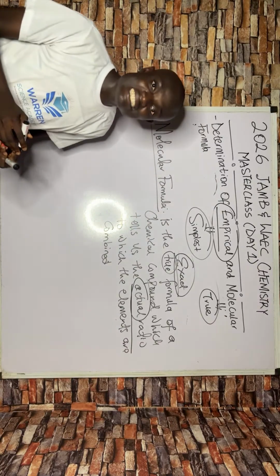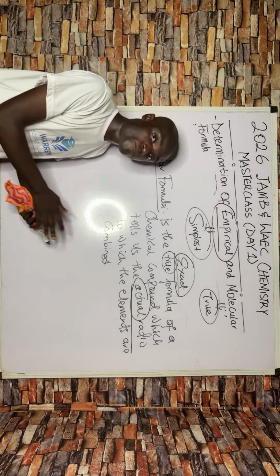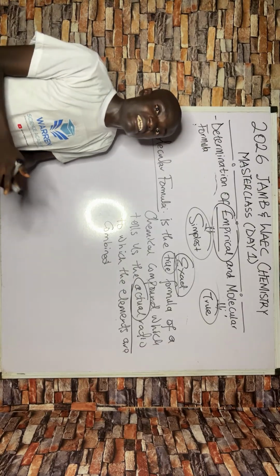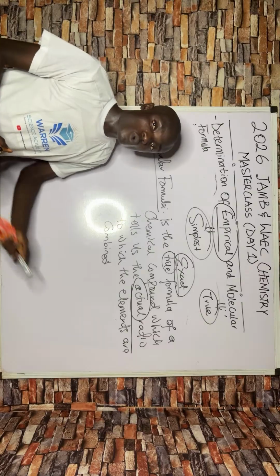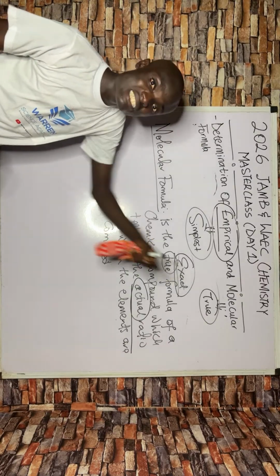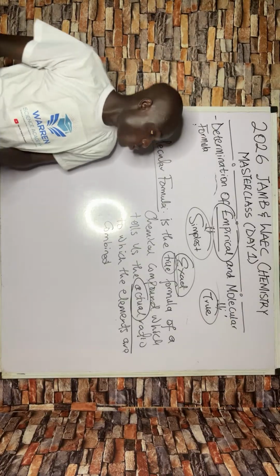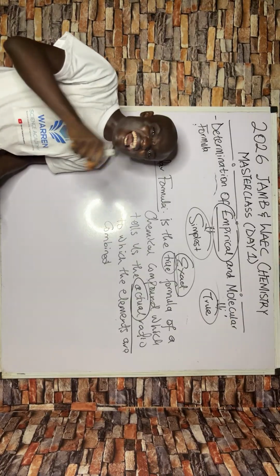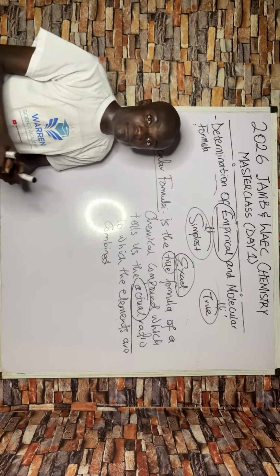So you will now see that the difference between empirical formula and molecular formula is that the empirical formula is the simplest, while the molecular formula is the true formula. So the empirical formula will tell us the simplest ratio, but the molecular formula will tell us the actual ratio to which the elements are combined.